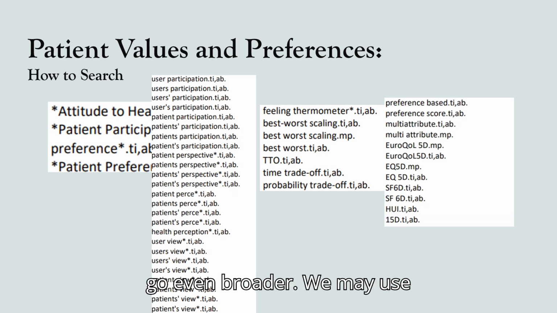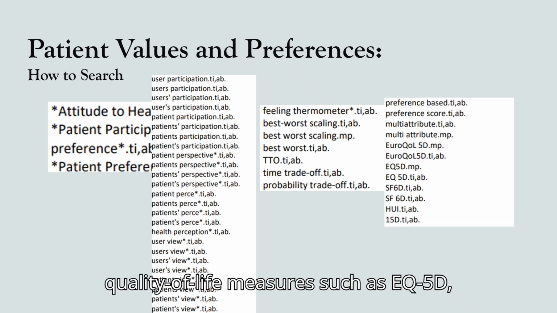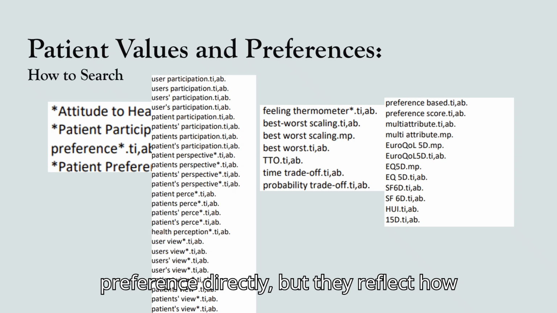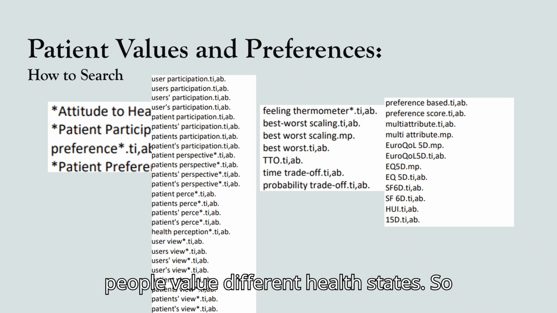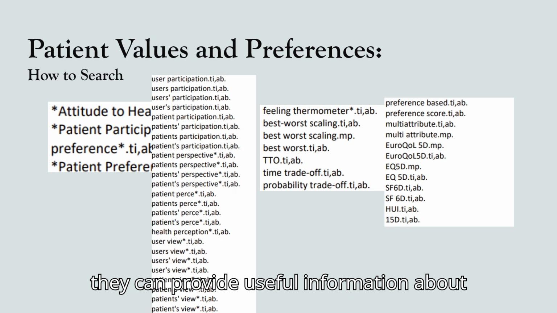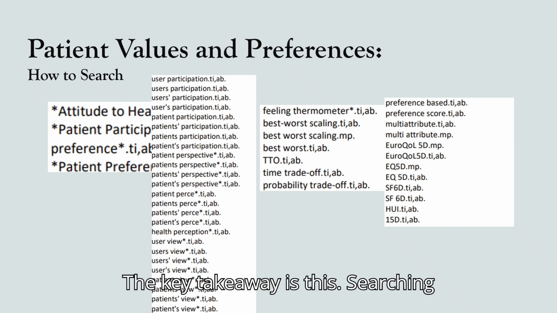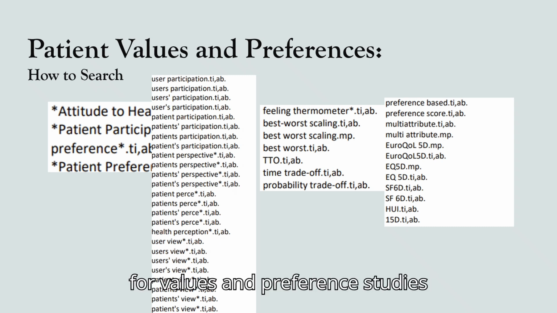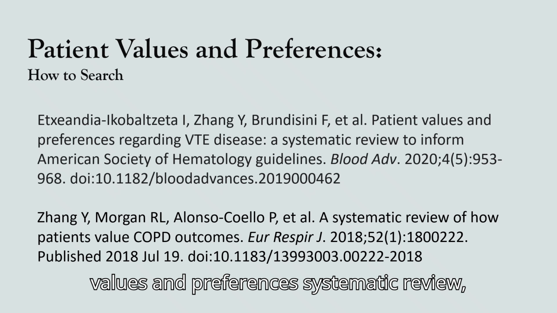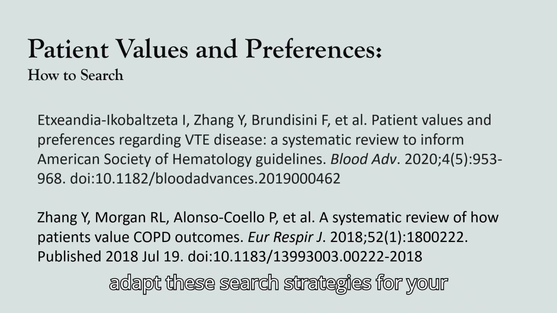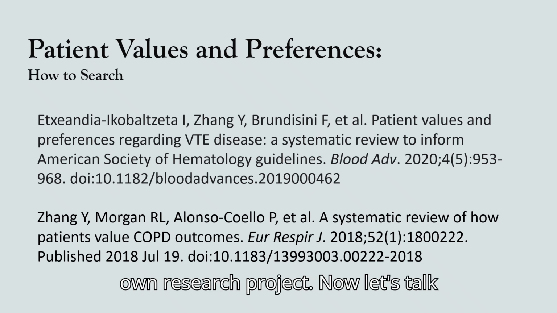And sometimes we go even broader. We may use quality of life measures such as EQ-5D, SF-6D. These tools don't always measure preference directly, but they reflect how people value different health states. So they can provide useful information about what outcomes matter to patients too. The key takeaway is this: searching for values and preference studies requires a broad and flexible strategy. For your own values and preferences systematic review, there are some examples for you to learn more about literature search. You may adapt these search strategies for your own research project.